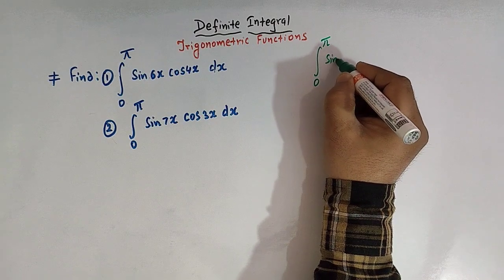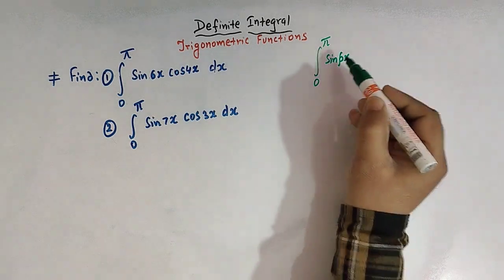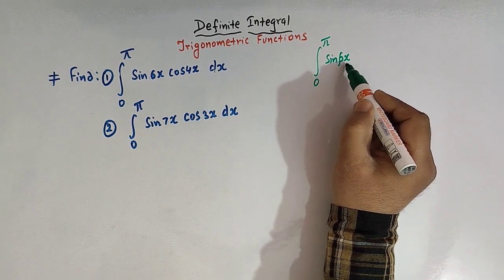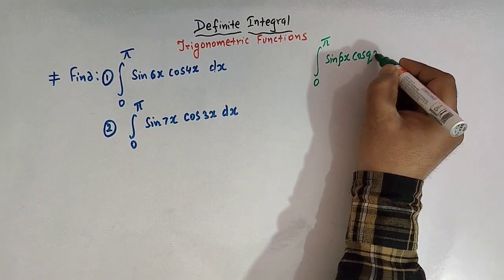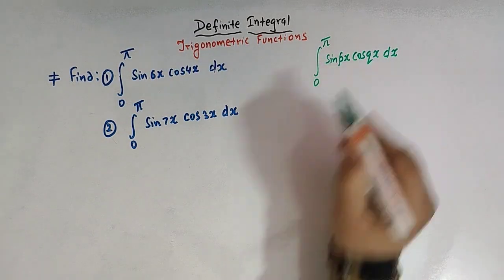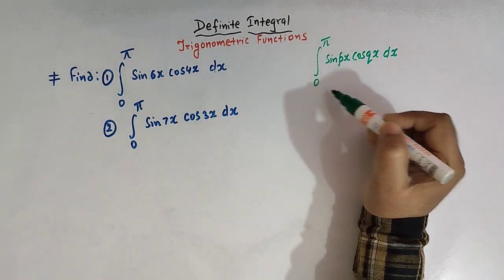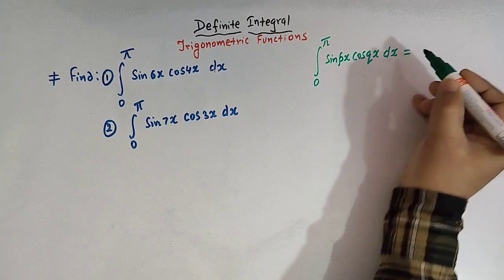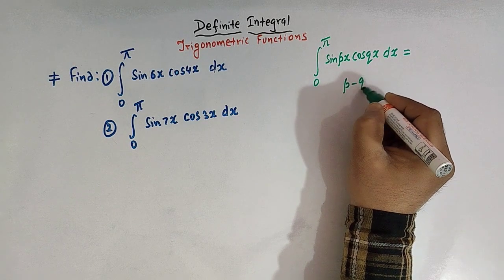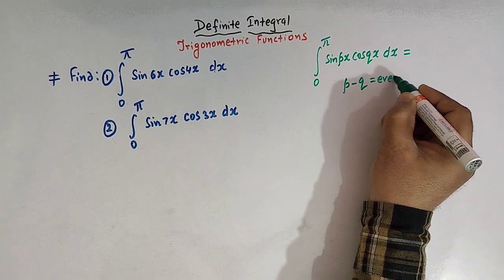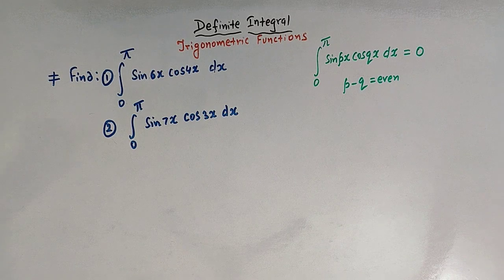So if we take sine of px, here we have sine 6x, here we have sine 7x, we can take the general term as sine px, and for the cosine terms we can take cos of qx, where p and q are some positive integers. Whenever we come across this type of integral, and if p and q are positive integers and the difference between p and q is even, then the direct value of this integral is equal to 0.